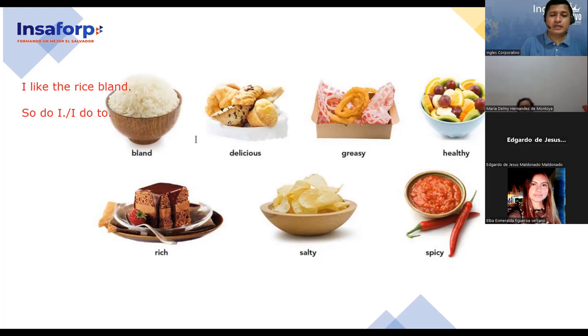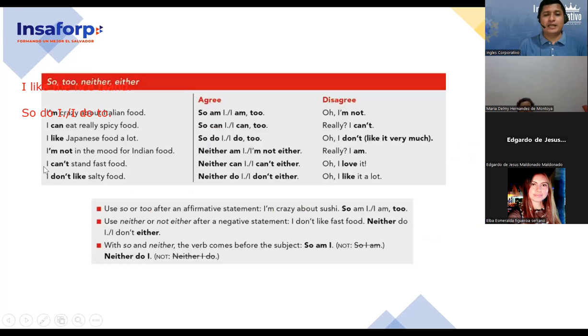Let me show you. In the examples that your classmate gave me, I like Japanese food, and she agreed with me and says, so do I, because it's simple present, and I do too. And I made a mistake because I forgot the double T. Okay? Very good.